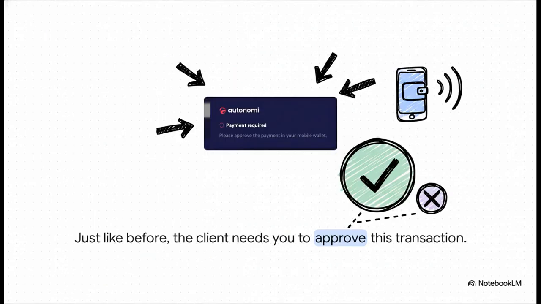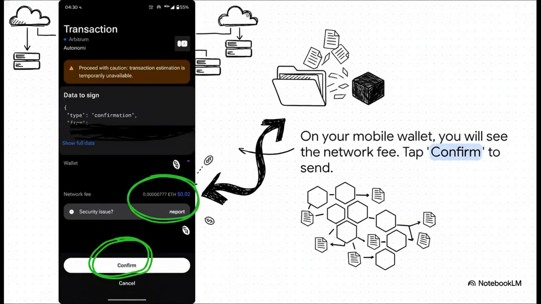And just like with the signature request, Dave is now waiting for one last approval from you. This time, it's to actually authorize the payment to come out of your wallet. So for the last time, pick up your phone. MetaMask is going to show you the final transaction details, including any small network fees. This is it, the final green light. Tap Confirm, and boom, your file is officially on its way.